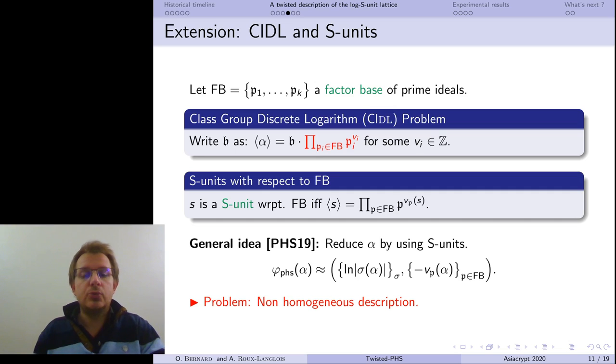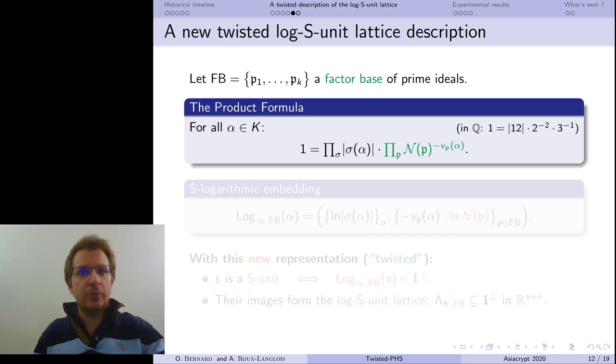So you will end up trying to solve a closest vector problem where on one part you will have integers, and on the other part you will have a seemingly unrelated value, which has an absolute value of complex numbers. So how do we circumvent this? Let's talk about the product formula. This is valid for all elements of the number field, and so 1 is equal to the product of all absolute values of embeddings of K into C, times a product of finite valuation norms of P to the minus v_P of alpha.